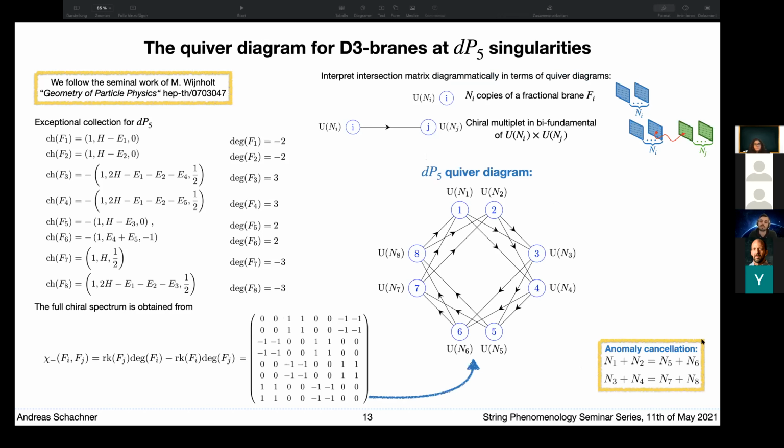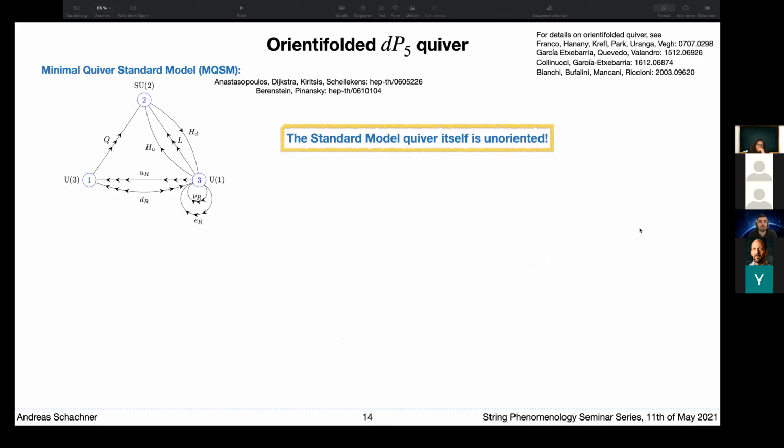Now, further, notice that anomaly cancellation gives some constraints on the ranks of the individual gauge group factors. Next up, I would like to stress that if you were to draw a quiver diagram for the standard model itself, you would realize that this quiver itself, without any further extension, must be unoriented. And therefore, this motivates that we also look at the orientifolded version of our dP5 quiver.